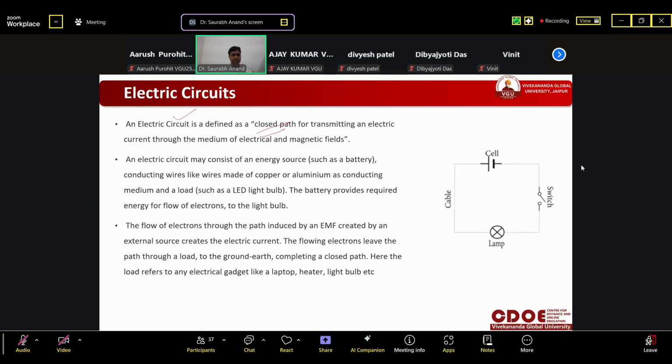Clear? Any doubt? The medium can be of electrical or magnetic field. Magnetic field means if we are flowing the current, then a magnetic field will also be there, right? An electric field should also be there. It will be understood later on. So first you should understand what an electric circuit is. An electric circuit is nothing but a closed loop, a closed path that is used for transmitting the electric current in the given network.